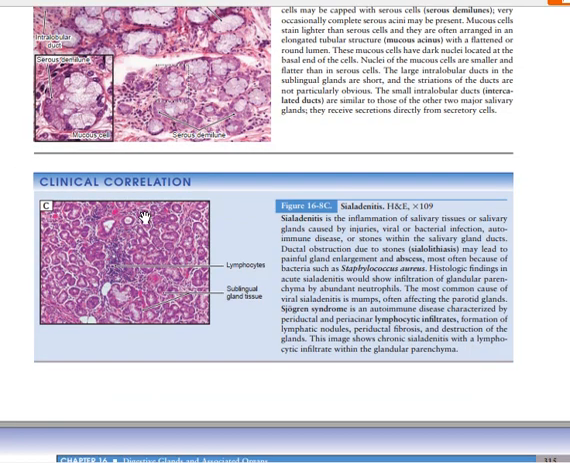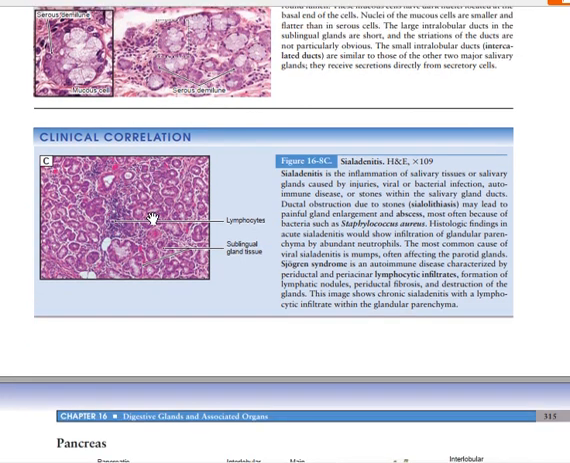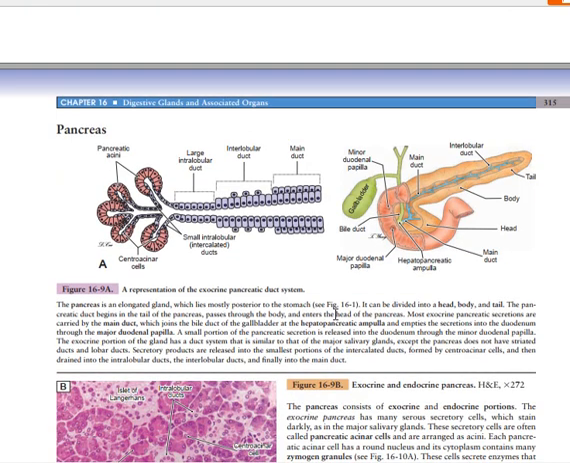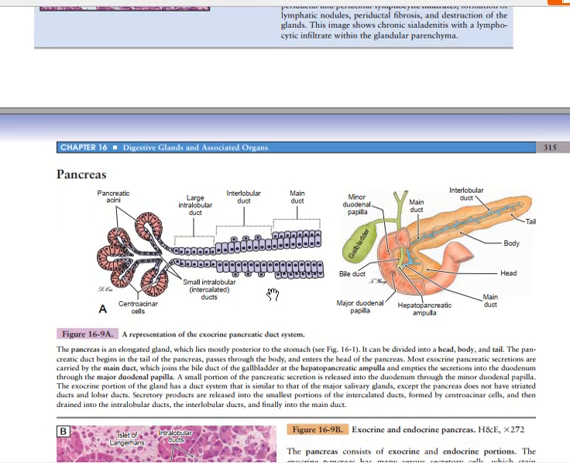Now, the clinical correlation is sialadenitis. Sialadenitis is just inflammation of the salivary gland, and that inflammation of the salivary gland can be due to viral or bacterial infection, autoimmune disease, or may be due to predisposition from a salivary duct stone. So in sialadenitis, what are you going to visualize in the histology section of the salivary gland? You're going to see lymphocytes in the sublingual tissue. You can visualize inflammatory cells such as lymphocytes to know that there's inflammation there, and you may also see exudation.